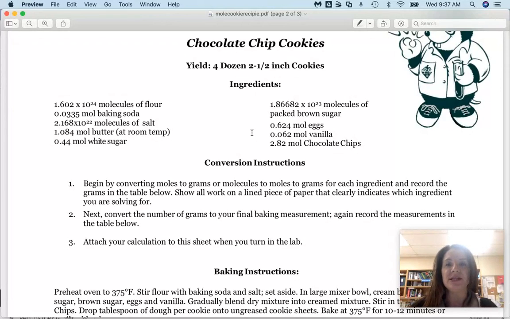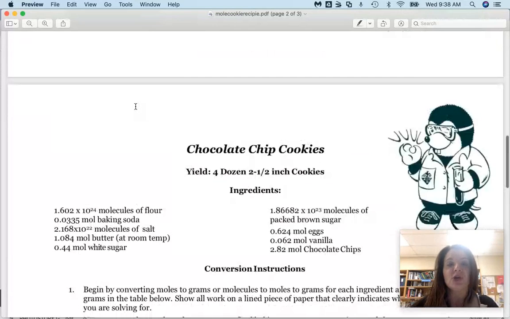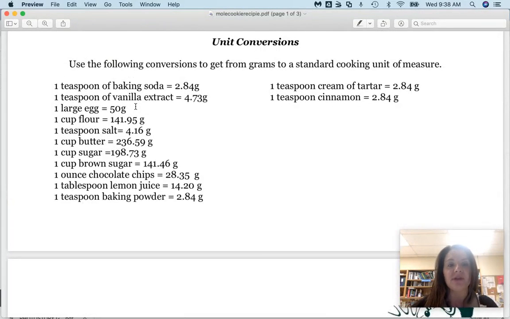What you need to do is convert those ingredients into measurements that are commonly used in a kitchen, so into teaspoons or into cups. How do you go about doing that? Well, you know how to convert molecules into moles and then into grams. We need to have some sort of conversion, so you're going to see here there is a conversion chart.